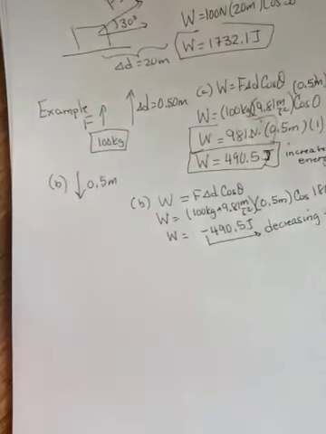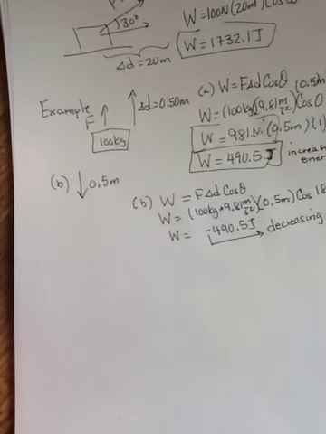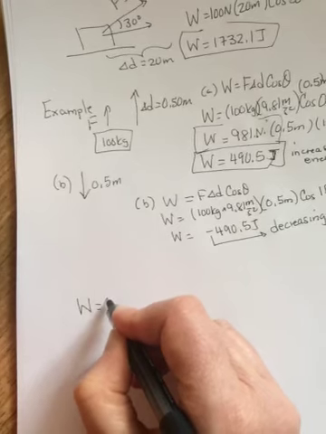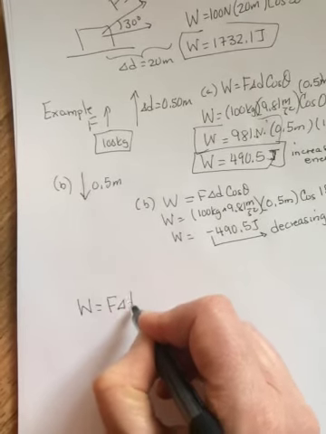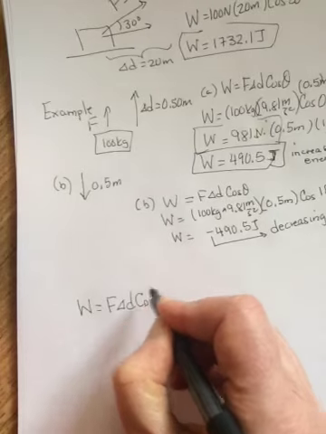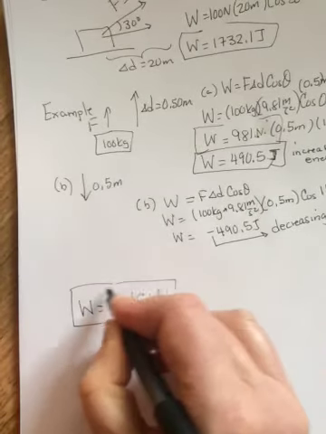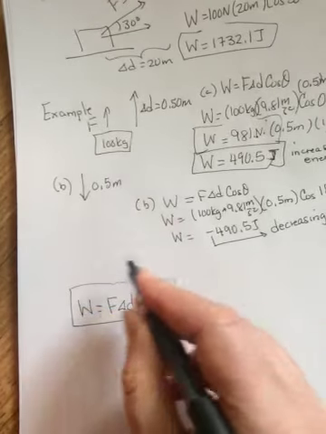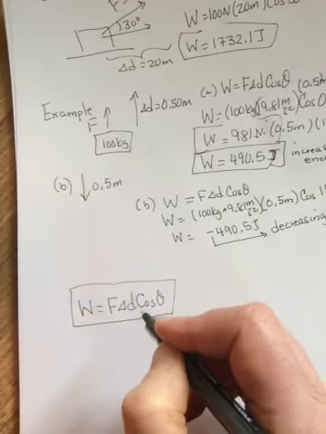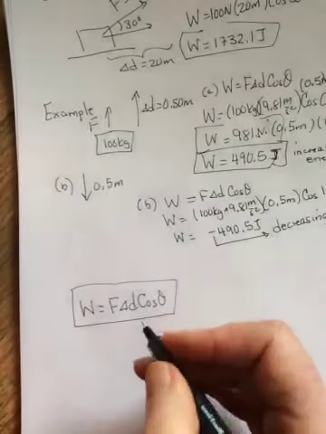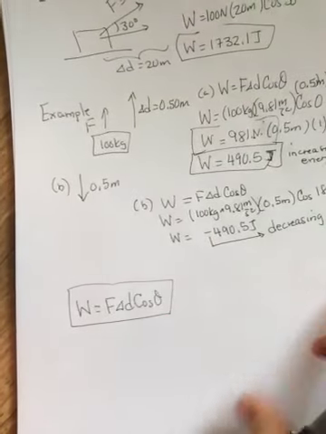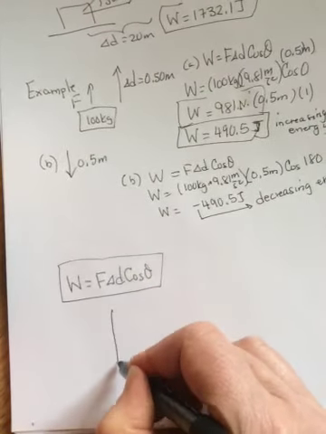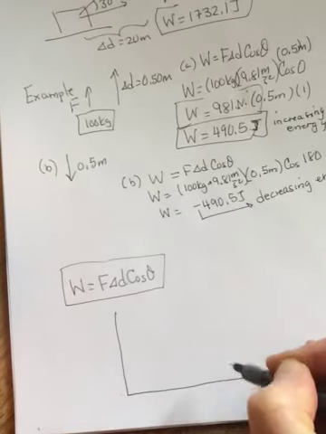The other piece I wanted to talk to you about is what happens if, when you're doing work on an object, the force is changing. The equation F delta D cos theta holds whether or not the force is constant or changing. The problem is, if the force is changing, then we need calculus to solve it. You don't quite have calculus yet, so the only time that we'll see problems with a changing force will be if they are graphical.